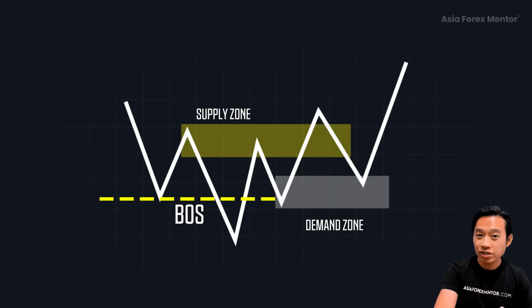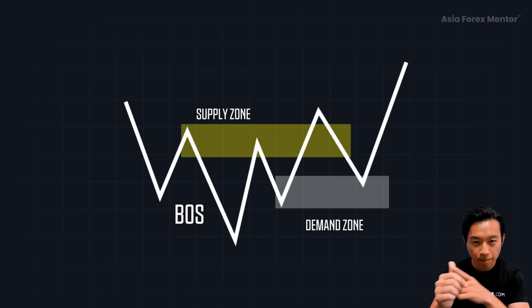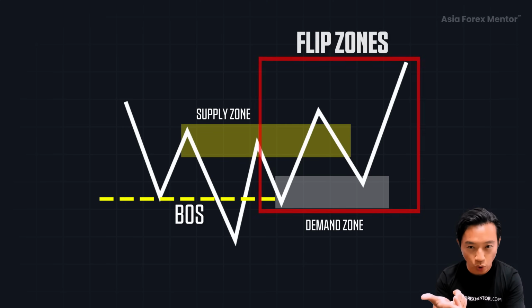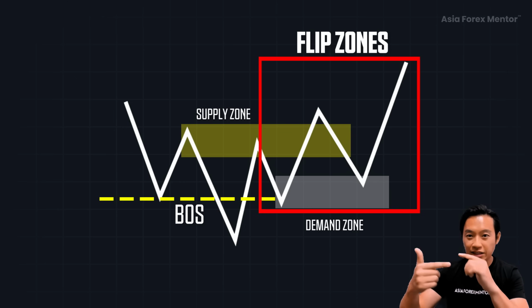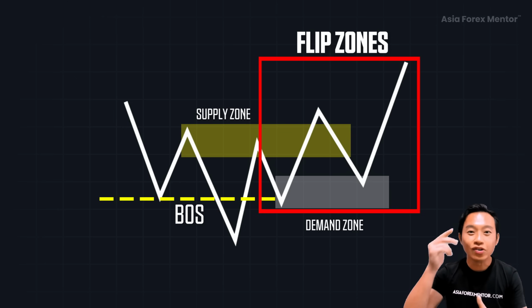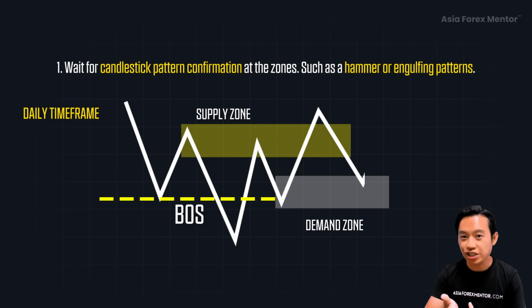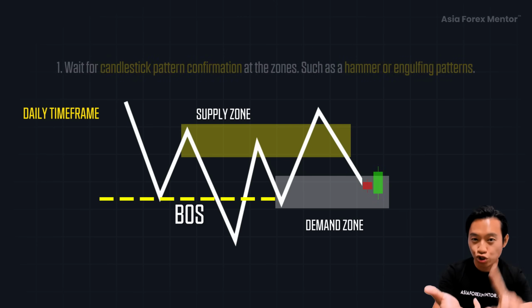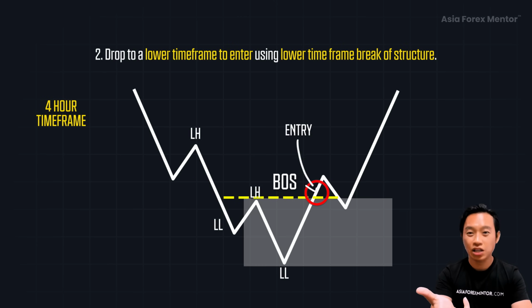High probability zones are found using what? Break of structure, and also the flip zones to confirm and trade the shift in market direction. You can then use candlestick patterns such as the hammer or engulfing patterns for confirmation entries. You can also drop to a lower time frame for entry using the break of structure.